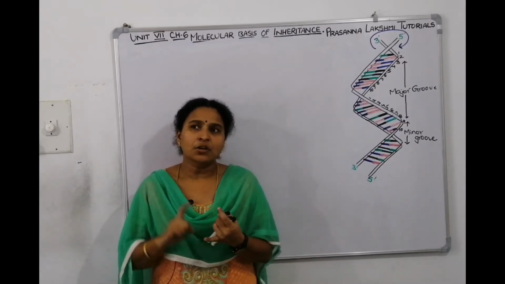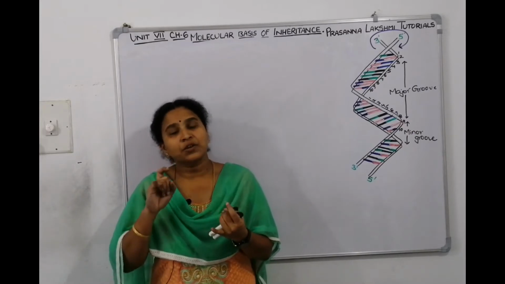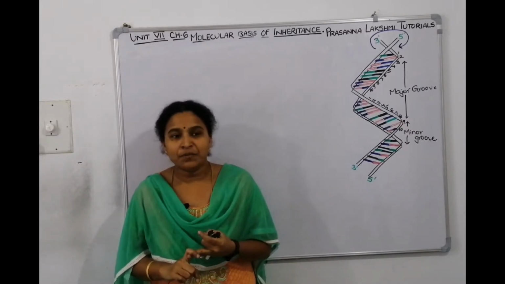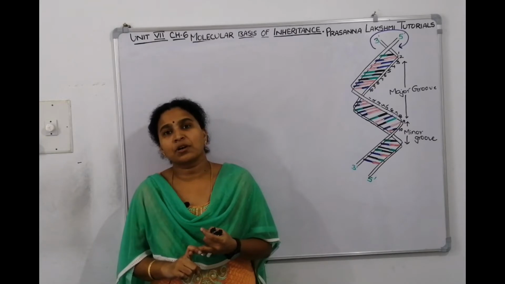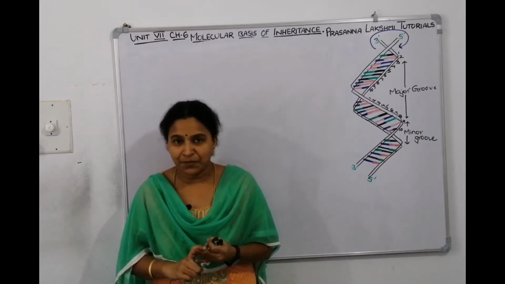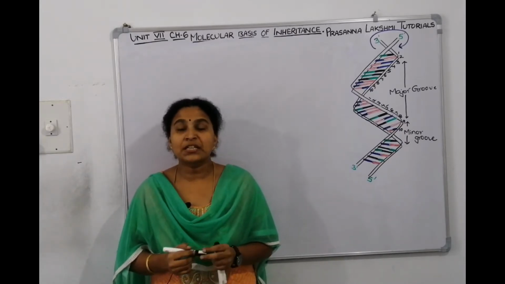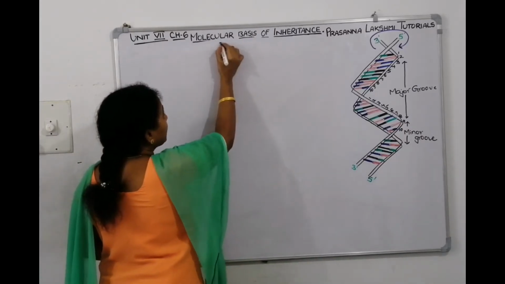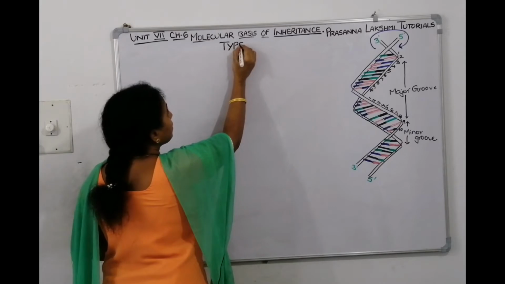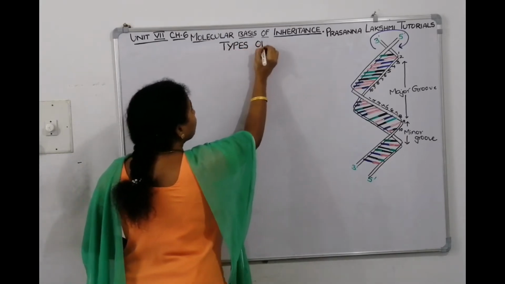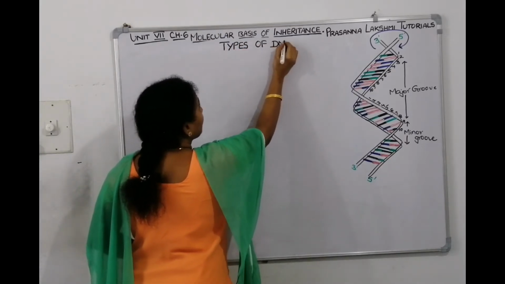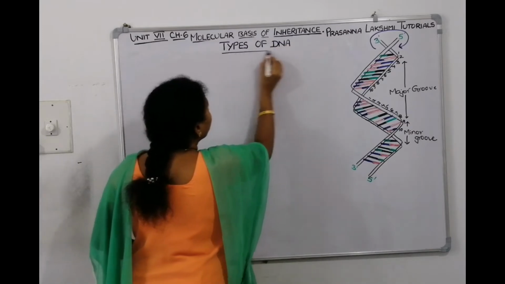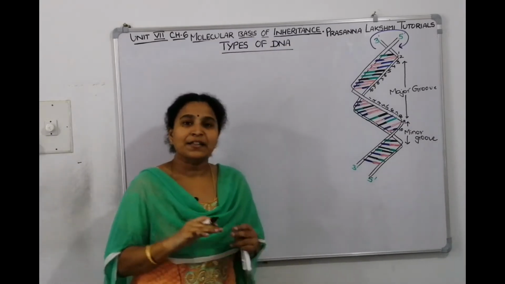In the second lecture, we discussed the polynucleotide chain. In the third lecture, we have seen how Watson and Crick contributed to the discovery of the structure of the DNA. Now in today's lecture, we will see the types of DNA, right? So our today's class goes with the types of DNA. On different bases, we can classify them into different types.